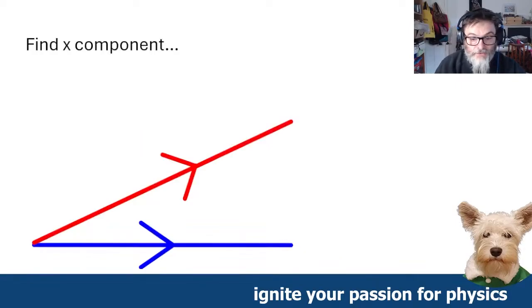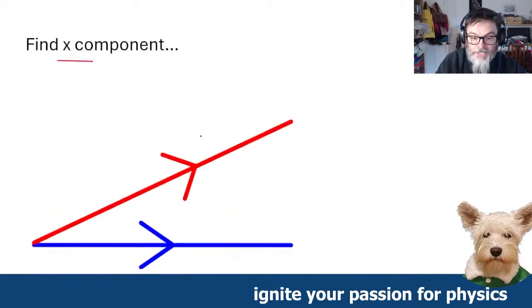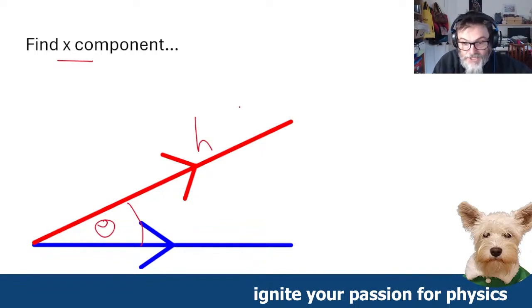So let's first look at finding the blue one, which we could call the x component. Well, you might have noticed that in our diagrams like this, the red is always the hypotenuse. We can say that this red is the hypotenuse, theta down here. If this is the case, then you remember from your trigonometry that the blue one is the adjacent because it's next to the angle.